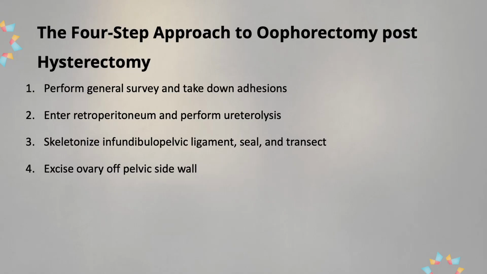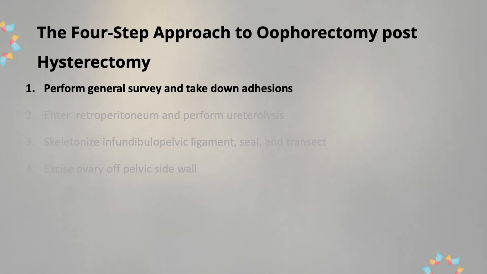We will now demonstrate the four-step approach to oophorectomy post-hysterectomy. The steps are: 1. Perform a general survey and take down adhesions. 2. Enter the retroperitoneum and perform ureteral lysis. 3. Skeletonize the infundibulopelvic ligament, seal, and transect. And 4. Excise the ovary off of the pelvic sidewall. We will now demonstrate these steps in turn.